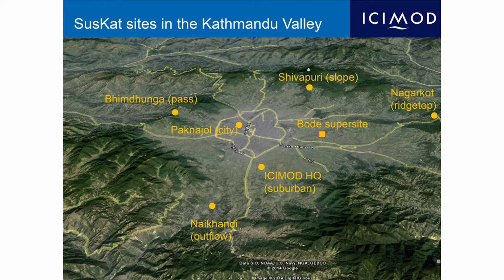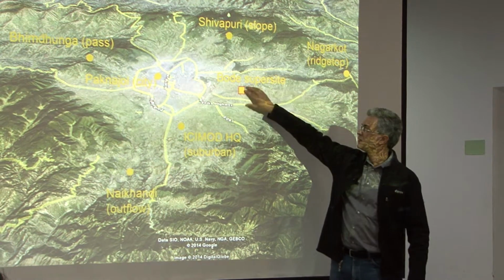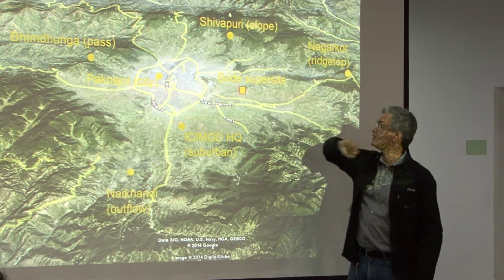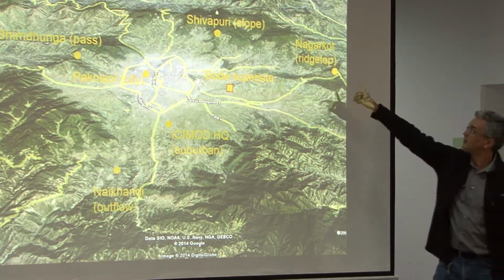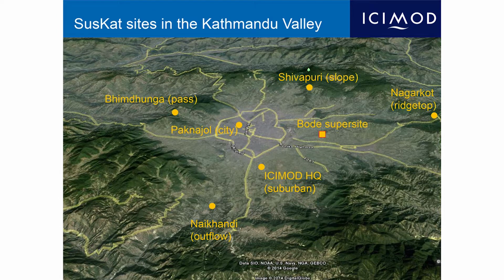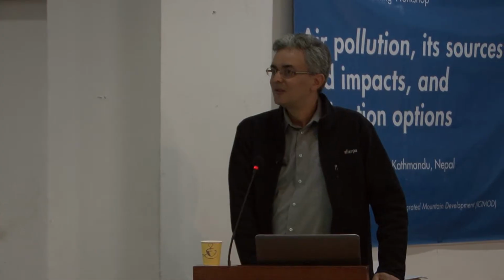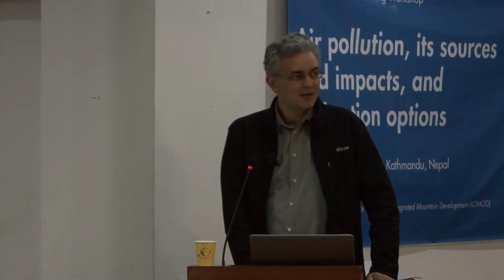The sites where the measurements were taking place during SASCAT, we're here at ICIMOD. We were up in Nagarkot. North of the road to Nagarkot, there was a place called Borde where we had the super site which had all the instruments, and then additional sites up on the ridge top on the mountain pass coming into Kathmandu, getting the exchanges in the river valley down to the south, and then the city center location in Baknajal as well. This is from filter sampling. I showed this slide before already, I think.